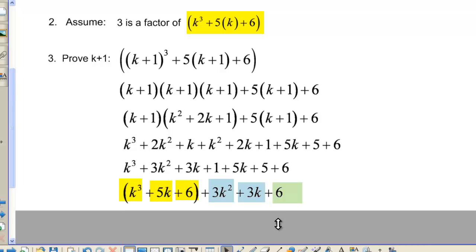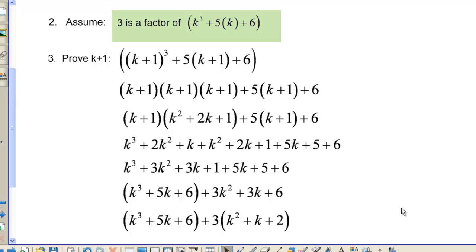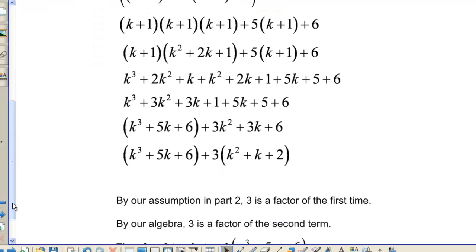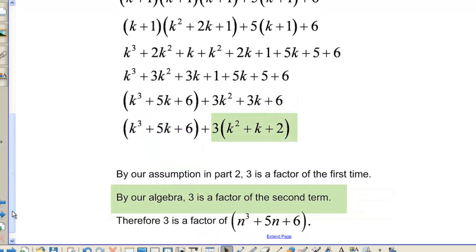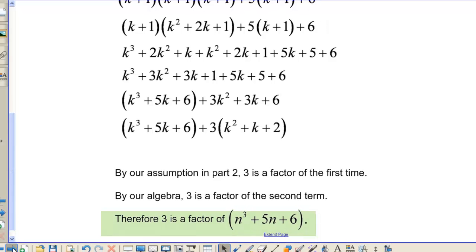And now, since we know that k cubed plus 5k plus 6, we've assumed that 3 is a factor of that term. When I factor out a 3 out of the second portion of the term, I now can conclude that I know from assumption in part 2, 3 is a factor of k cubed plus 5k plus 6. The second term is 3 times k squared plus k plus 2, so it is a factor. Therefore, 3 is a factor of n cubed plus 5n plus 6.